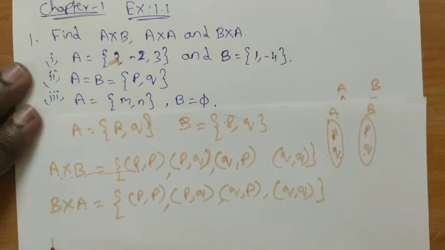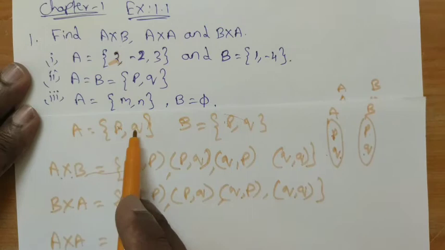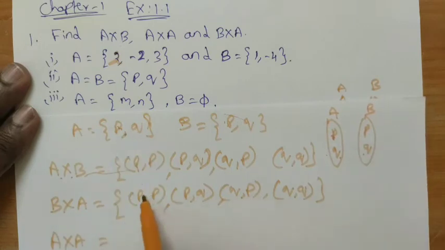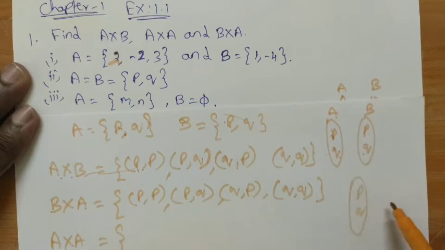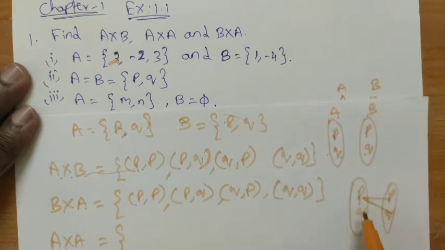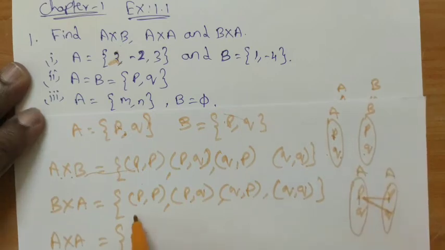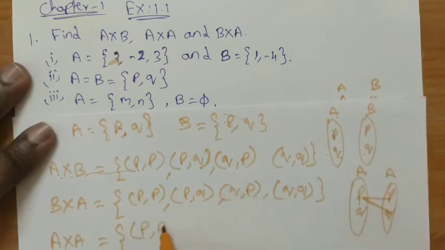Next we have to find out A cross A. A is mapped with A, meaning the set repeats again: A is P, Q, and again A is P, Q. So P is mapped with P, P is mapped with Q, and so on. This is A into A. The terms do not change, so we get the same answer.